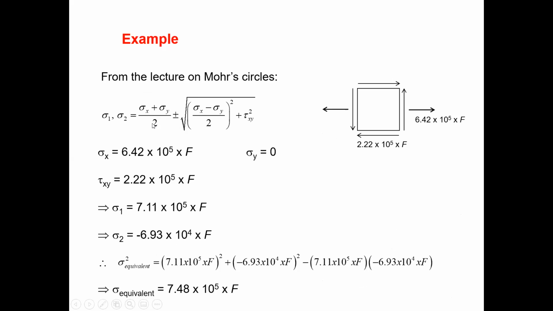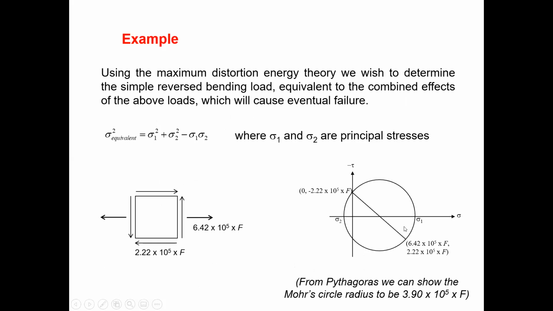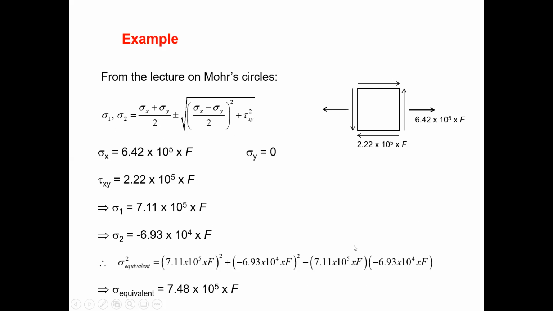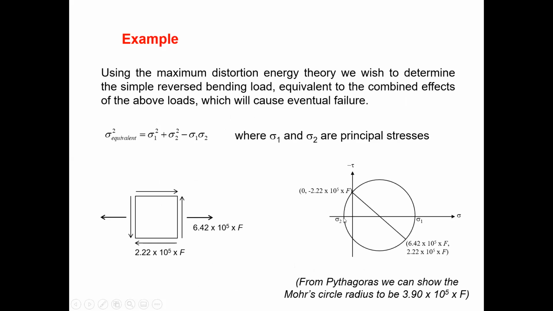We already derived these equations. Then substitute here, and after substituting, you can solve the equation. So sigma x equals this value, tau xy equals this value, and sigma y equals 0, as I told you. Then substitute here, you will get sigma 1 and sigma 2 like this. So using this Mohr's circle also, you can find these values. At that point, shear stress will be 0. That's why we are going to find sigma 1 and sigma 2. Then you can substitute in here.